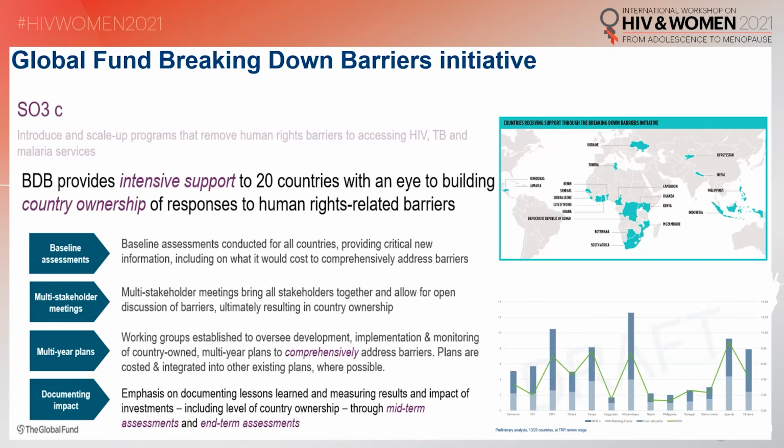And I just want to stress the multi-stakeholder nature of this work, which takes place with communities deeply involved alongside government ministries of health, of justice, of gender, other country stakeholders, and technical and UN partners. And there's a big emphasis on documenting the lessons learned from this process and measuring the impact and results of this work, which I'll talk about a bit more on the next slide.